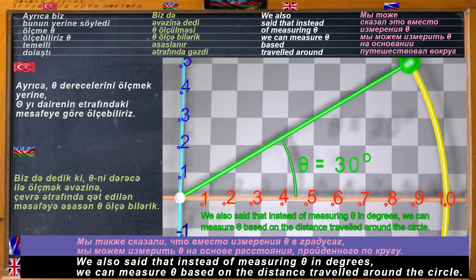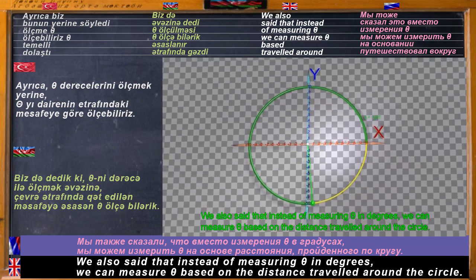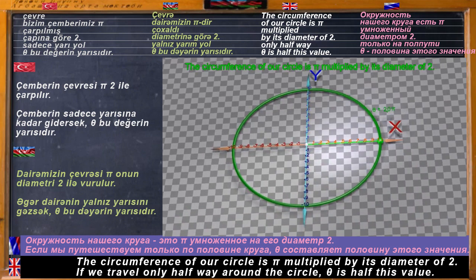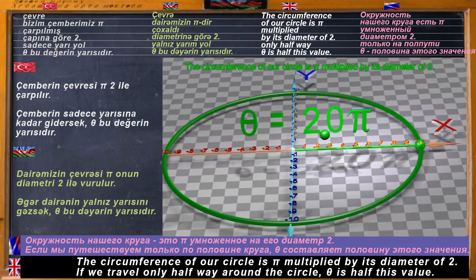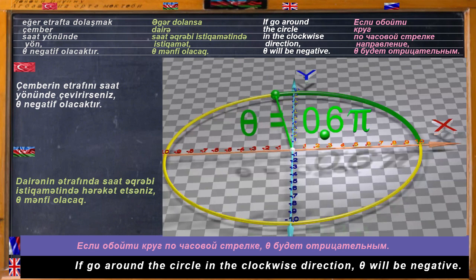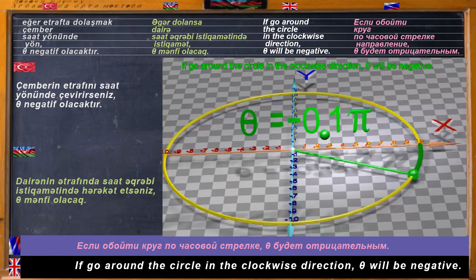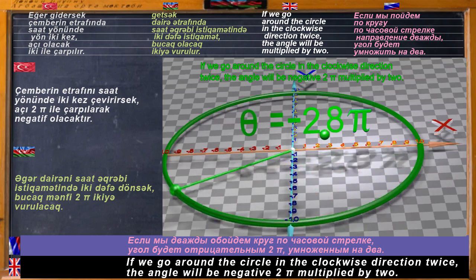We also said that instead of measuring theta in degrees, we can measure theta based on the distance traveled around the circle. The circumference of our circle is pi multiplied by its diameter of 2. If we travel only halfway around the circle, theta is half this value. If we go around the circle in the clockwise direction, theta will be negative. If we go around the circle in the clockwise direction twice, the angle will be negative 2 pi multiplied by 2.